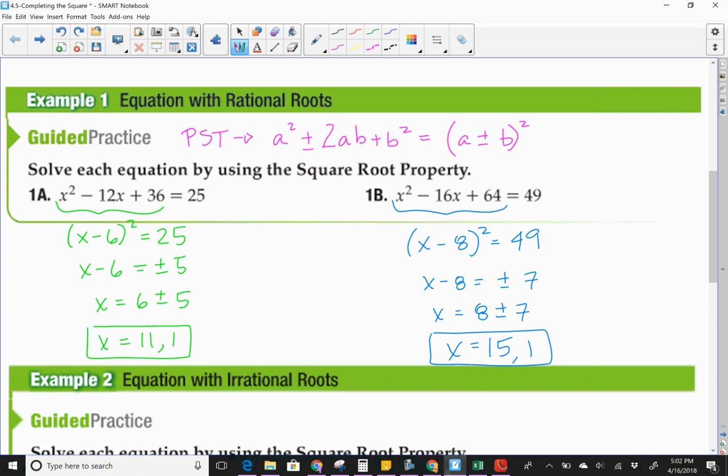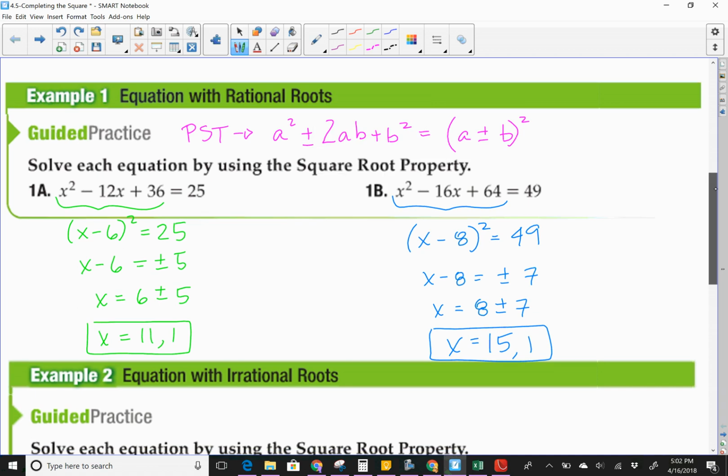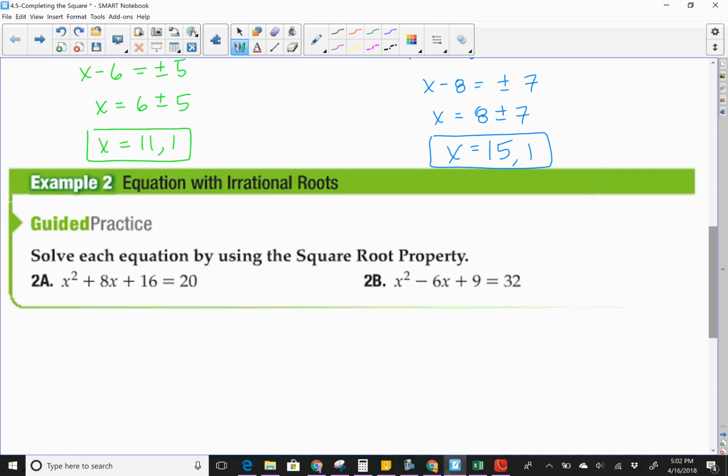Okay, those were equations with rational roots. Now they want us to do some with irrational roots. But you will see, as I had a student say one time, kind of liking this completing the square property because it's a lot easier than dealing with the quadratic formula, especially when things don't factor.